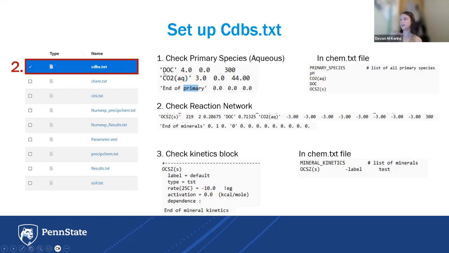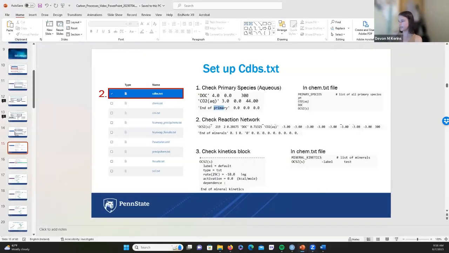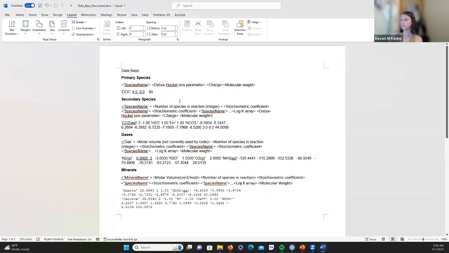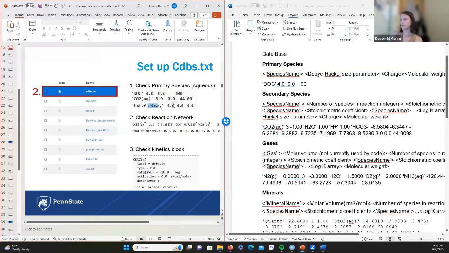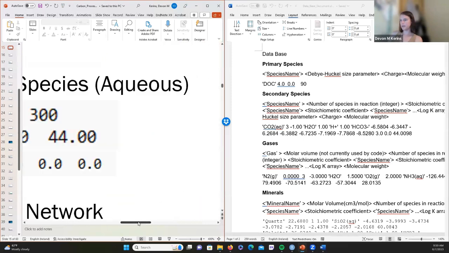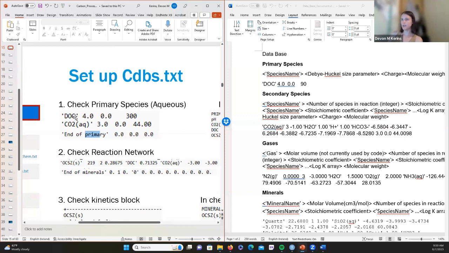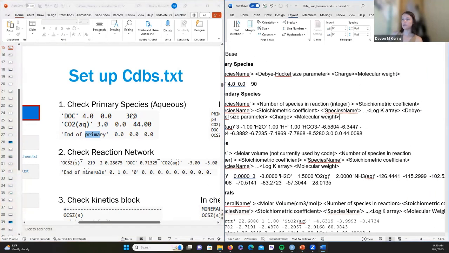And so we can see that we have two primary species here. And I should have made a cheat sheet here of our database document to see what this is all labeled. So I'll put these two right next to each other really quickly. And so we can see that in terms of our primary species, we first have our species name listed first. Then the second number will be the Debye-Hückel size parameter here. And then we will put in the charge, but since this is DOC and CO2, it's a neutral charge. So we have 0 for a neutral charge. And then the last number within our primary species block is our molecular weight. So this will be the molecular weight of our primary species.